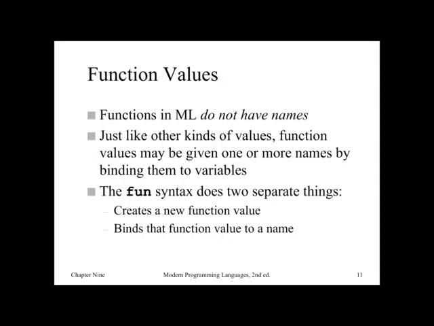So this just reiterates this concept that the functions themselves do not have names. But they may be given names by way of binding them to variables. And so when you use this fun syntax and you declare a function, fun f, here's an example that we'll get to on the next slide, it does two things: it creates the new function, and then binds that value to a name. The function itself is a value, and I can bind it to a name. So here's an example.